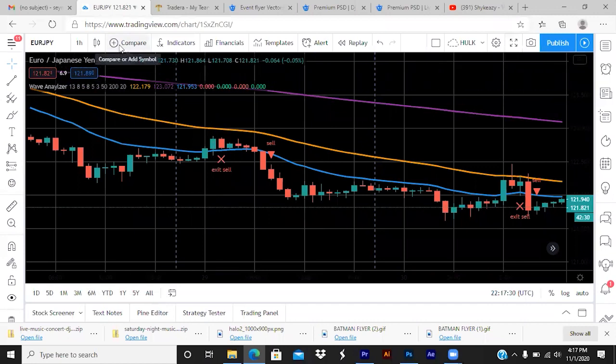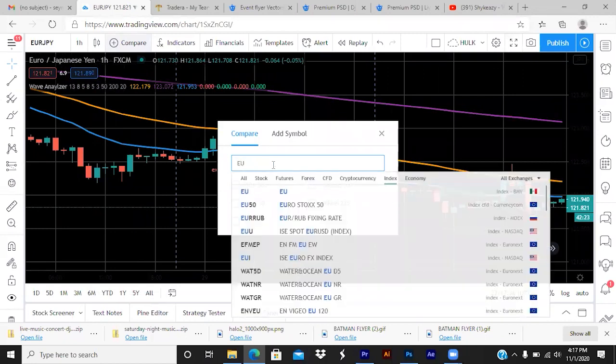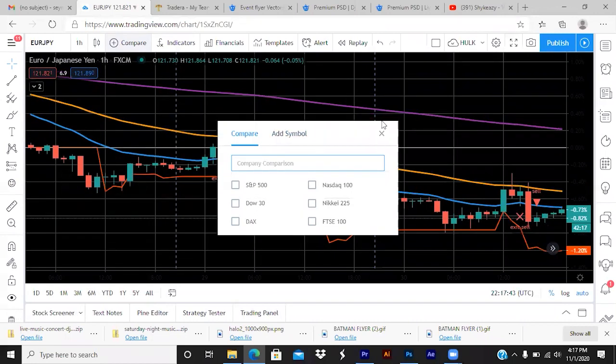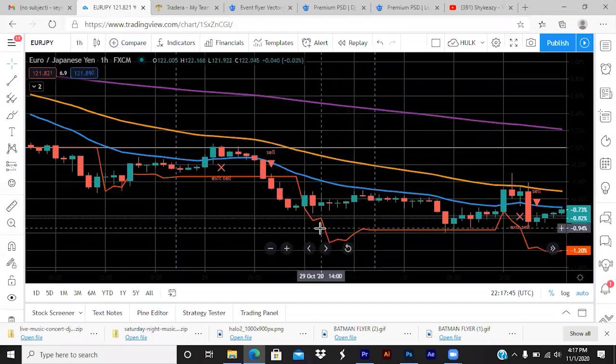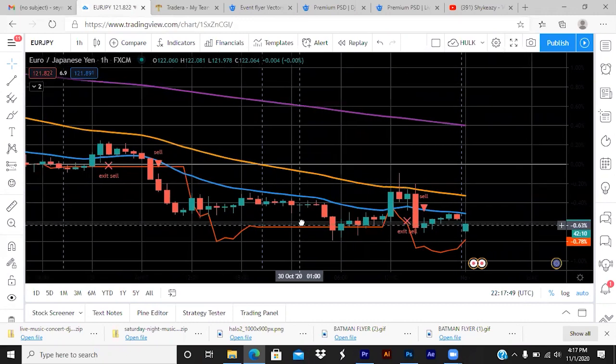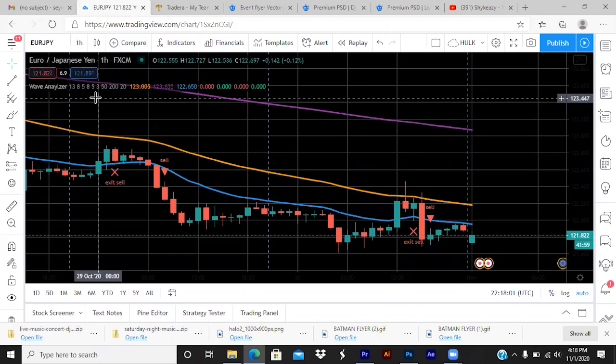Now, if you want to compare a chart, you want to add another pair and compare it. So if I wanted to compare UJ and let's say EU, Euro USD, I could put it on the screen, and now this line right here is telling me how EU is moving. So now you can watch 2 pairs at once. If you want to take it off, you will simply click on it, come up here and find it, and just click off of it.